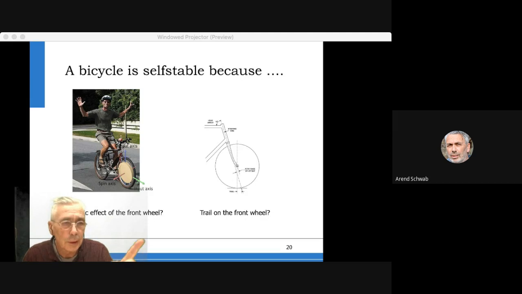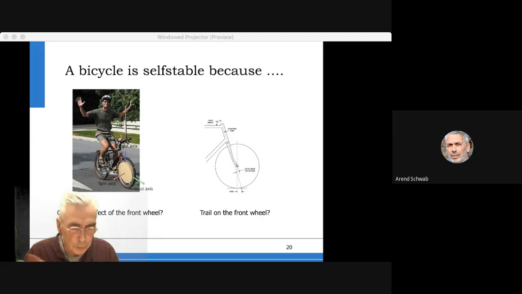But actually, there's another group, and they say, well, no, it's not about the gyroscope, because this effect is very small, it's about the steering geometry, that the steering axis hits the ground in front of the contact point. So the contact point is behind the steering axis, and you can compare this to a caster wheel, which is under your desk chair or in your shopping cart. So they say the trail is the most important part.